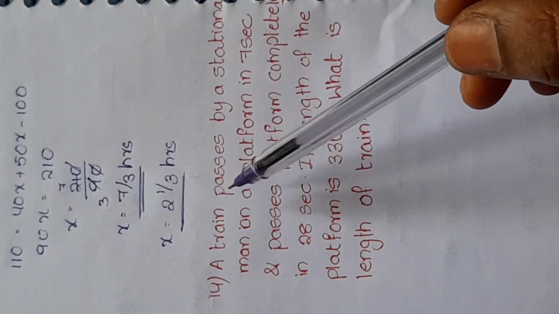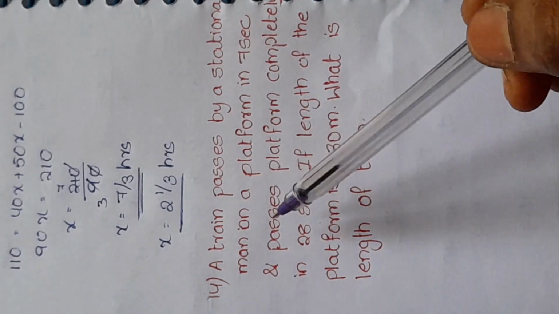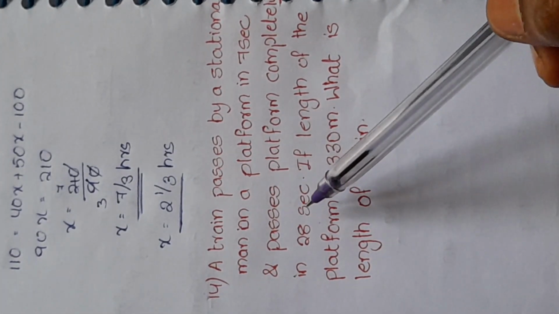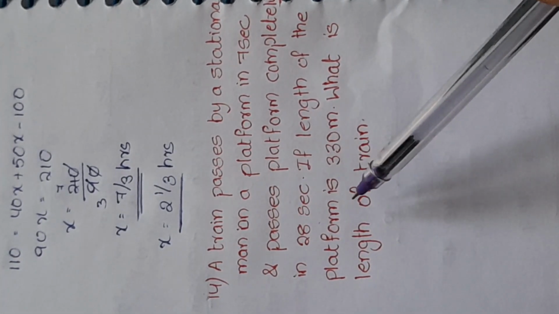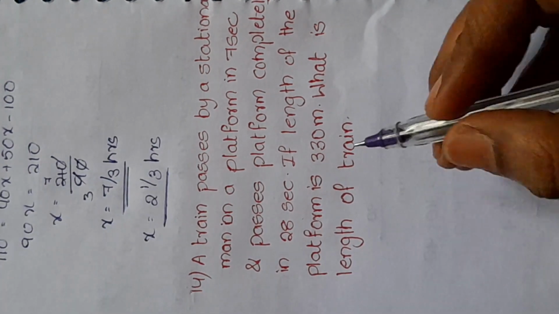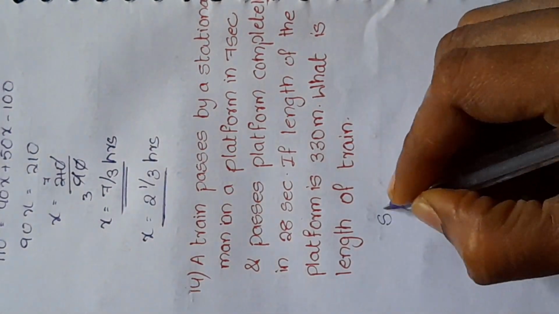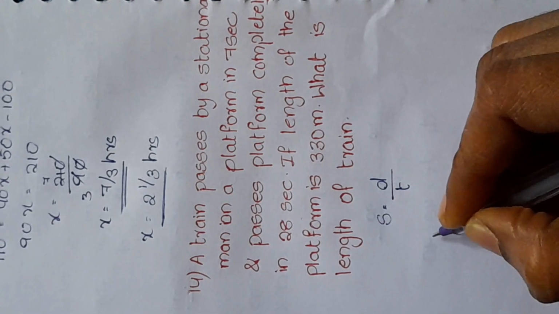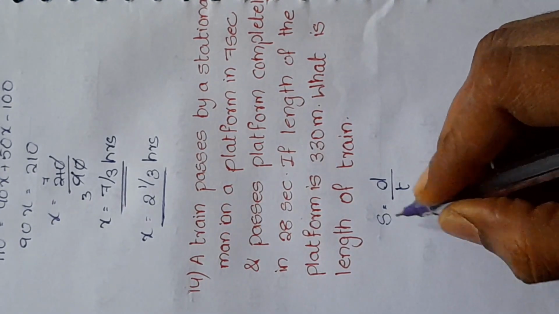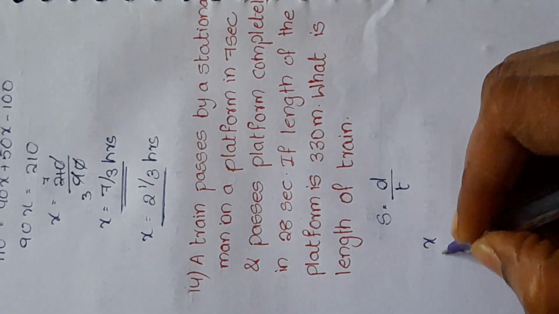14th question. A train passes by a stationary man on a platform in 7 seconds and passes the platform completely in 28 seconds. If the length of the platform is 330 meters, what is the length of the train? In this question, speed is the same in both the cases. We know that speed is equal to distance by time. In the first one, when crossing a man, the distance is the length of the train. So take it as x.